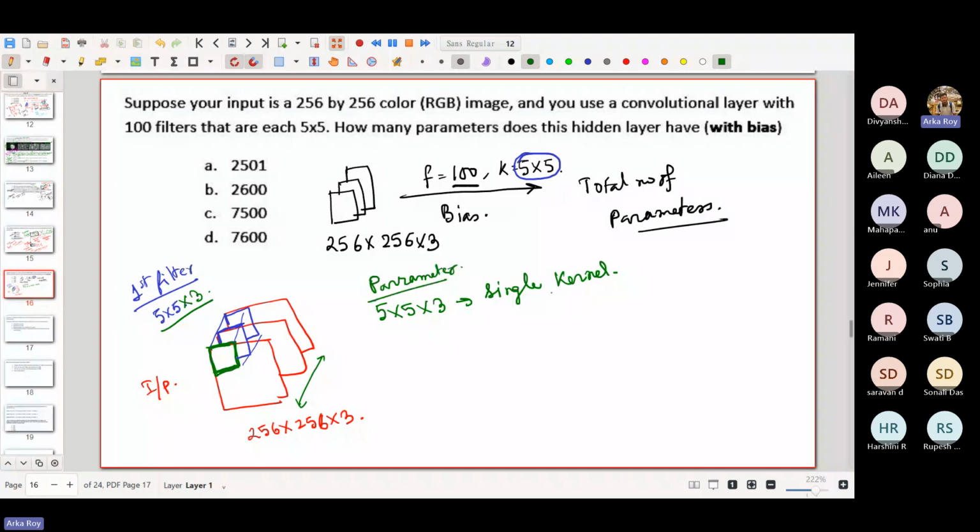But this is for a single kernel. Now how many kernels do you have? 100 such kernels. So for 100 such kernels, the number of weights will be how much? For 1 you have 5 cross 5 cross 3. For 100, how many will you have?